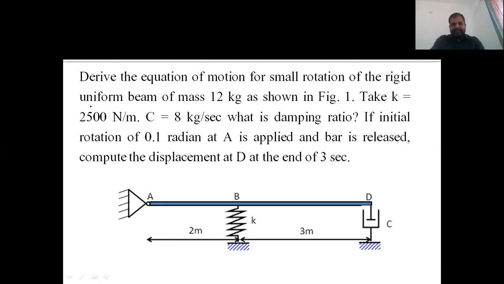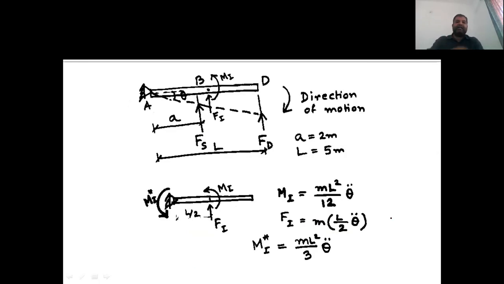You can see here the spring is given, and this is the damper. The value of K and the value of C are also given. Let's see now. So first I need to draw the free body diagram of this. So let us draw the free body diagram.